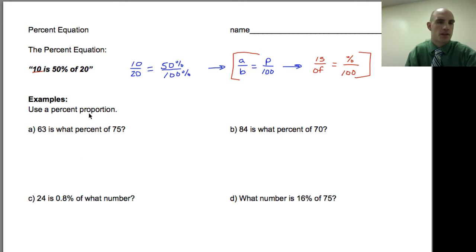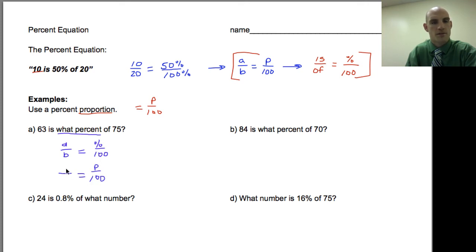Let's do a couple of examples. Use a percent proportion, meaning we're going to be setting it equal to a percent out of 100. 63 is what percent of 75? Well, obviously, we're going to be using these two proportions, or these two fractions. So A over B is equal to a percent out of 100. Well, what don't I know? Well, I don't know the percent. So I'm going to say it's P out of 100.